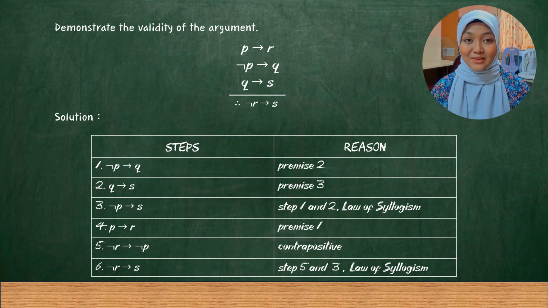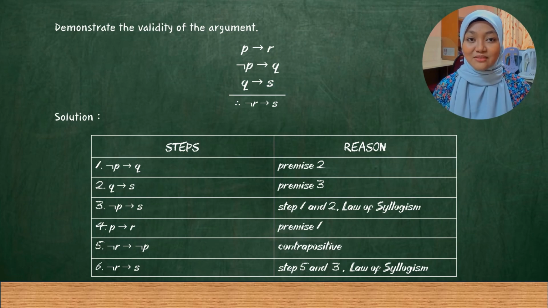Next, I take premise 1, P implies R, for step 4 and change it into its contrapositive, not R implies not P. Lastly, I apply again the law of syllogism for steps 5 and 3, which is that when not R implies not P and not P implies S, I will get not R implies S.